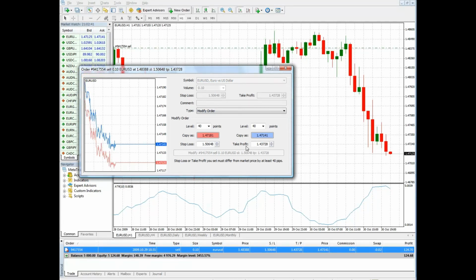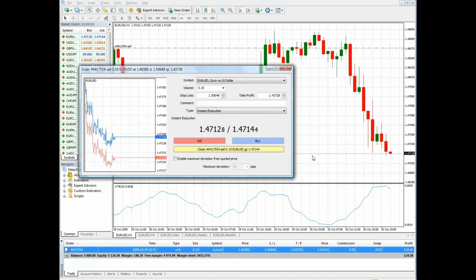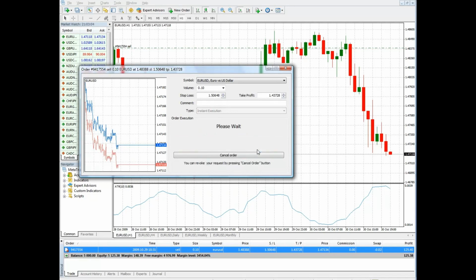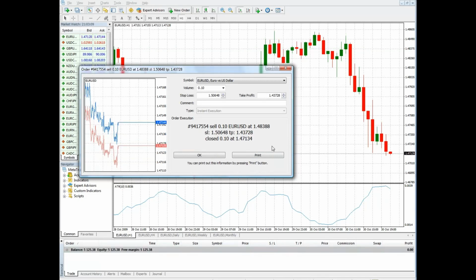Modify, delete order. Okay, we're going to close this out. So put instant execution. I'm going to close the sell out, and more. The market's still moving down. So here we go. All right, that's it. Now, as you'll see, that trade's completely closed out.